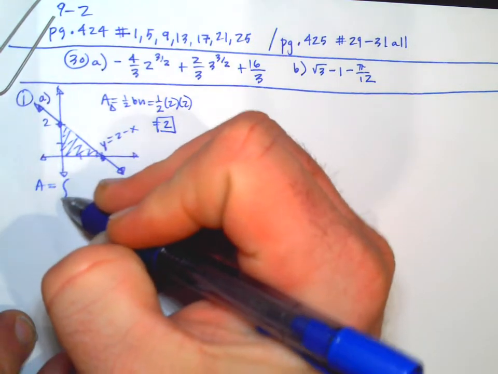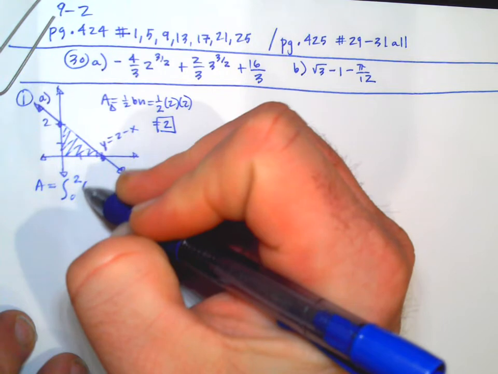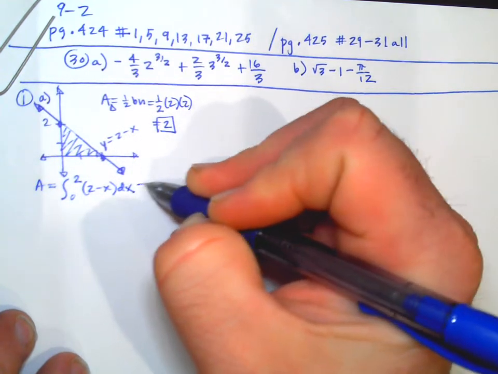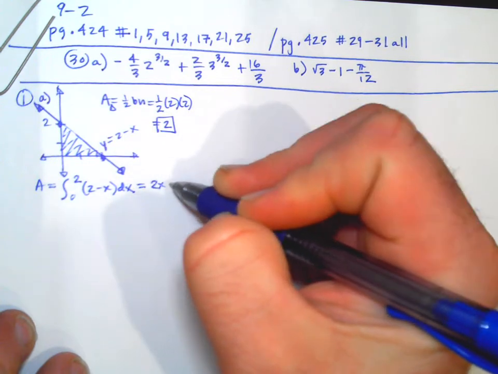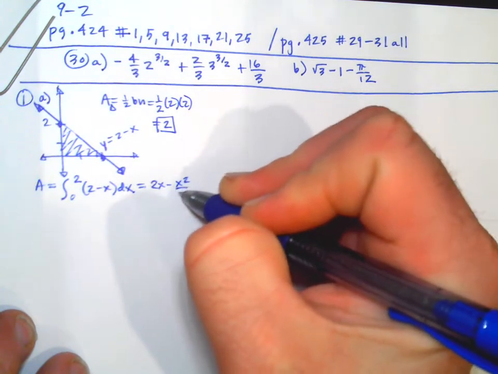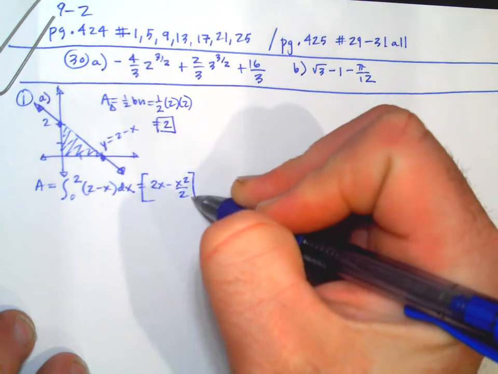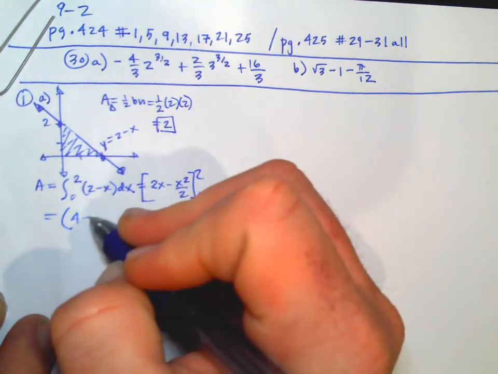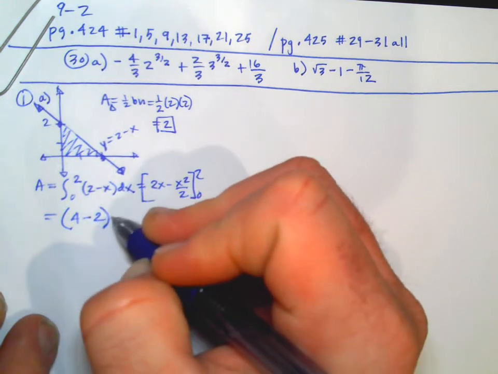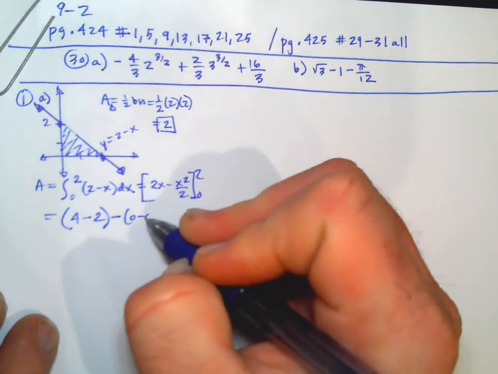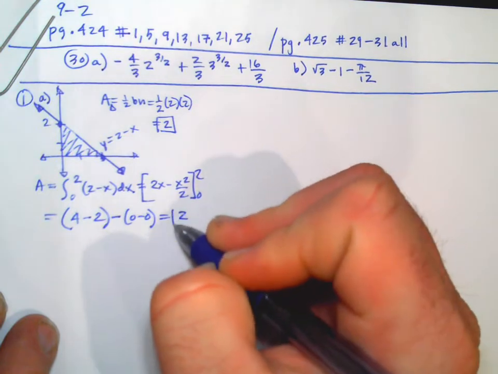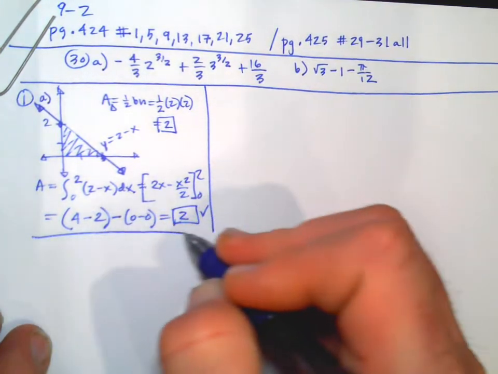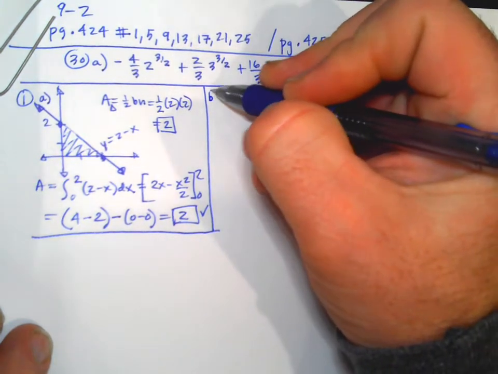Otherwise, we could integrate from 0 to 2 of 2 minus x dx. The antiderivative is 2x minus x squared over 2. Definite integral: plug 2 in, you get 4 minus 2, minus, plug 0 in, you get 0 minus 0. The answer comes out to 2. There we go. B.